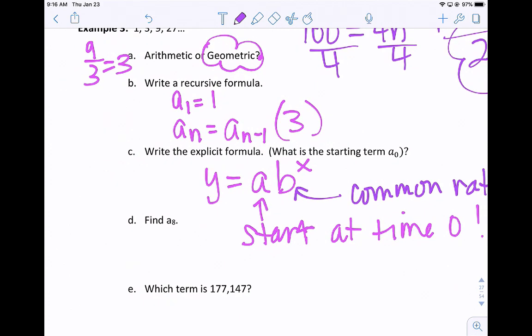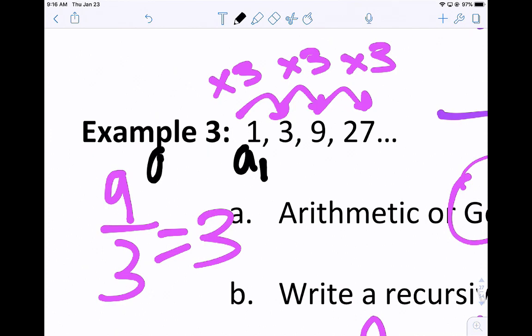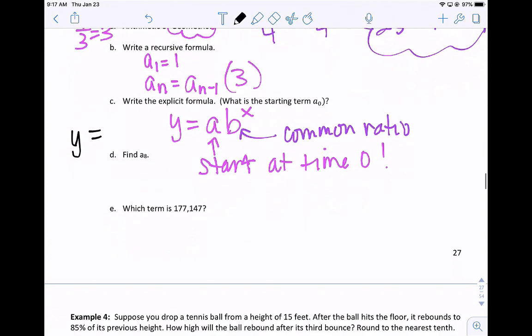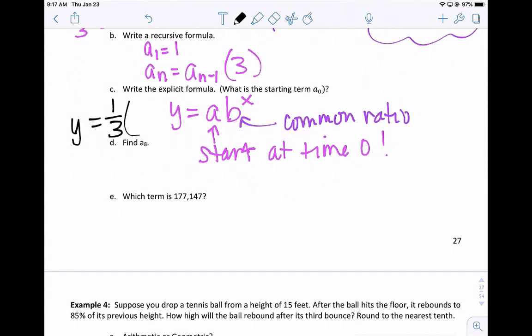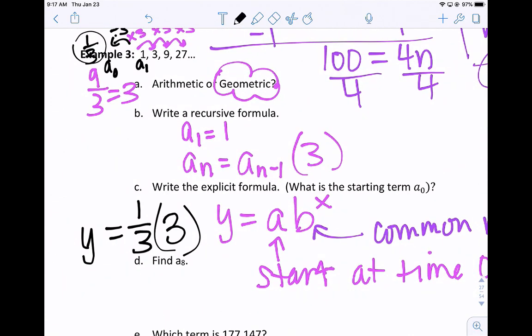Okay, so if we write that equation, I'll squeeze it in over here. We'd have y equals. Okay, so what would be the starting value here? If we're starting at 1, this is our first term. So the 0 term, instead of starting at 1, we would divide by 3. And so here, our starting term is 1/3. And then our growth rate, our common ratio, is 3. And then we'll do to the x or to the n power. Okay, so that's review from exponential growth rate.